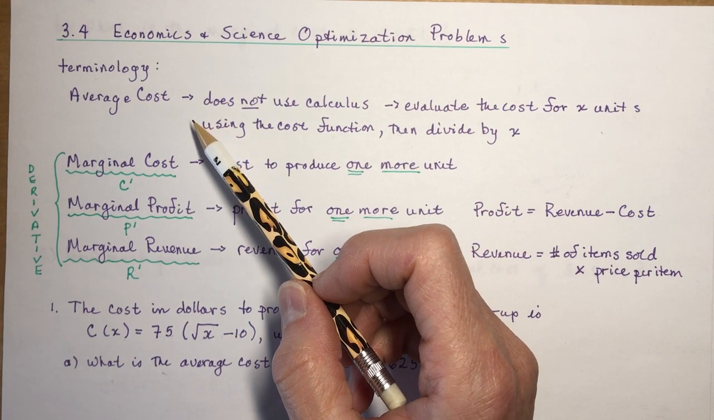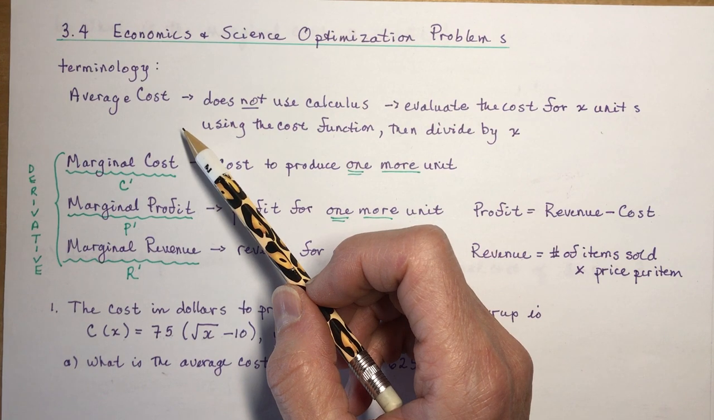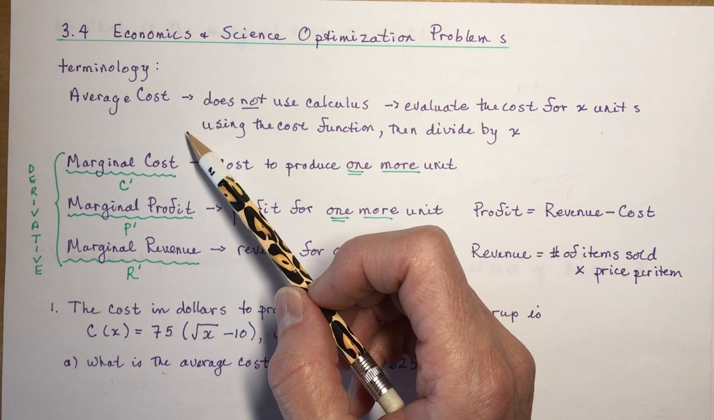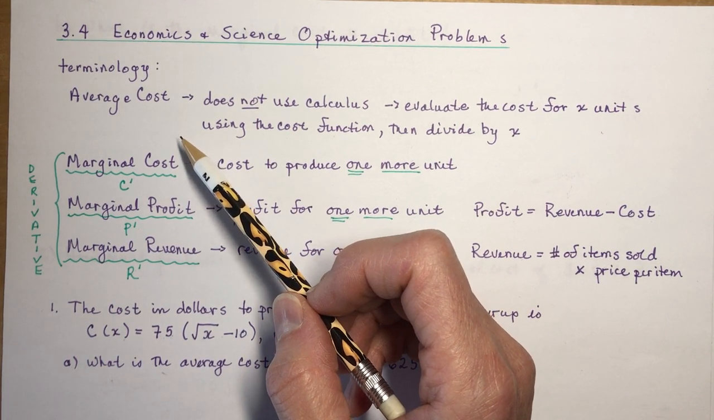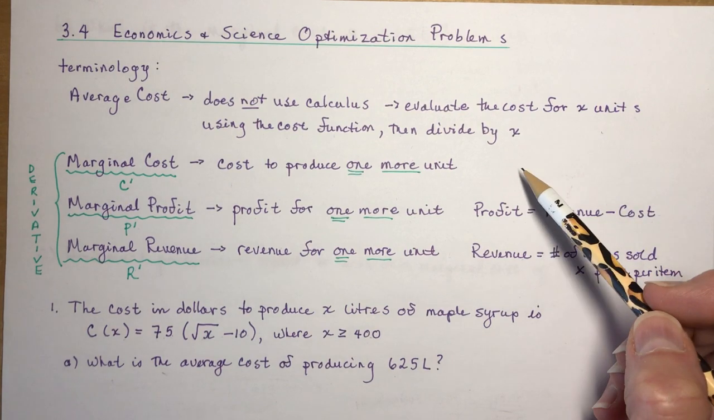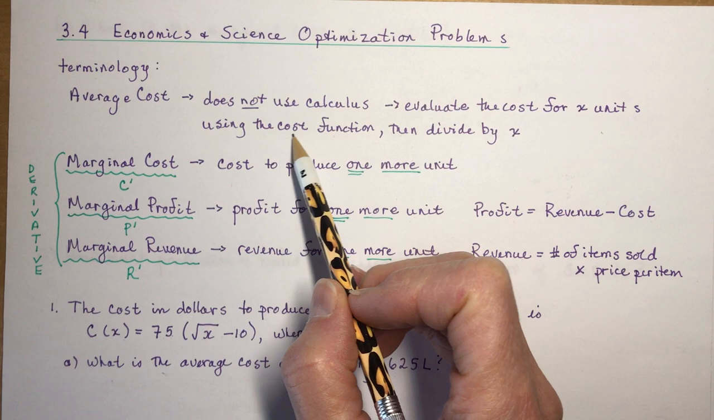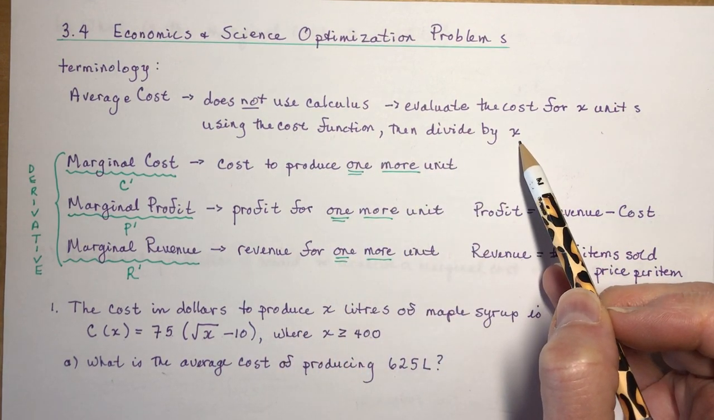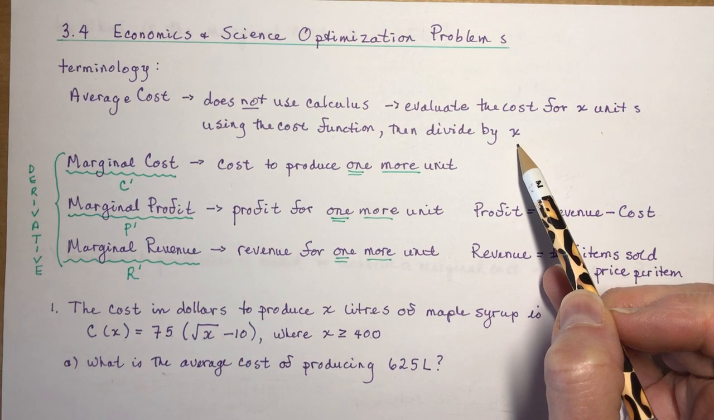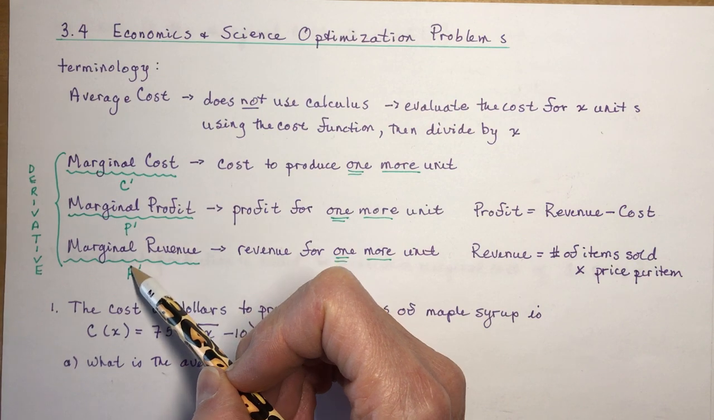Let's say I told you that I bought five pens for $20. You would assume that I paid about $4 per pen. That's my average cost. I may have bought one pen that was $10 and a few that were a lot cheaper, but the average cost is just evaluating the cost for the X units. Usually you have a cost function to deal with, and then you divide by the number of things that you bought or have.